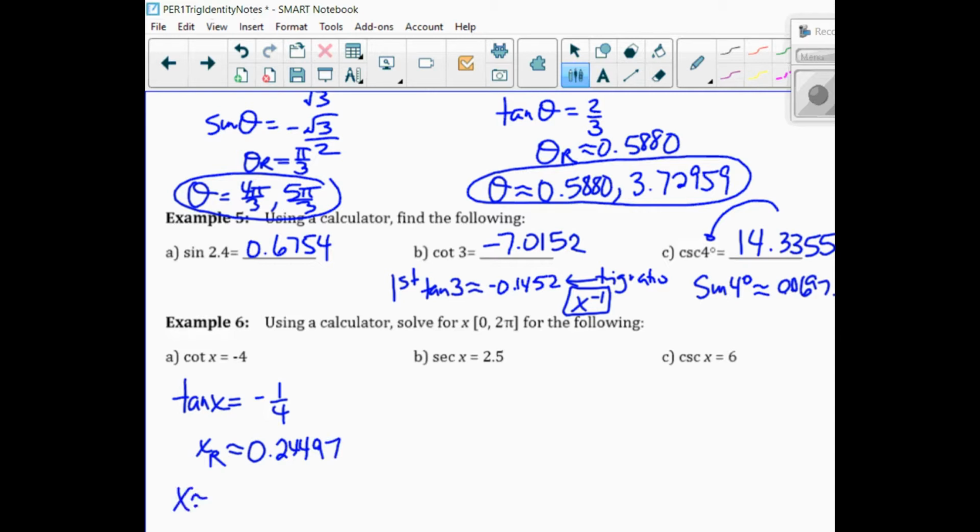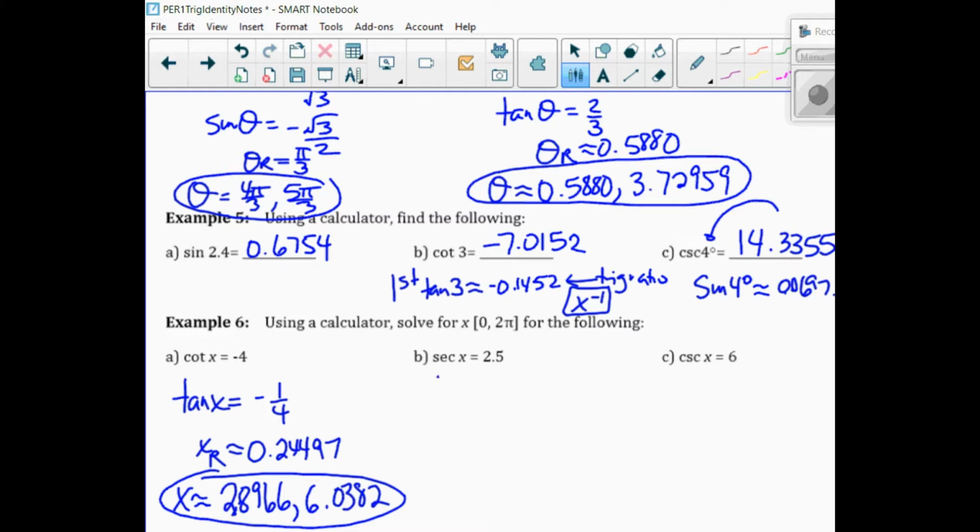So then now we need to get it into the second quadrant. So I need to take pi and subtract that. And I get 2.8966. And then I need to get it into the fourth quadrant. So once you have that answer, you can just add pi to that. And I get 6.0382. That's a 2.8 there. All right. Okay, next up.